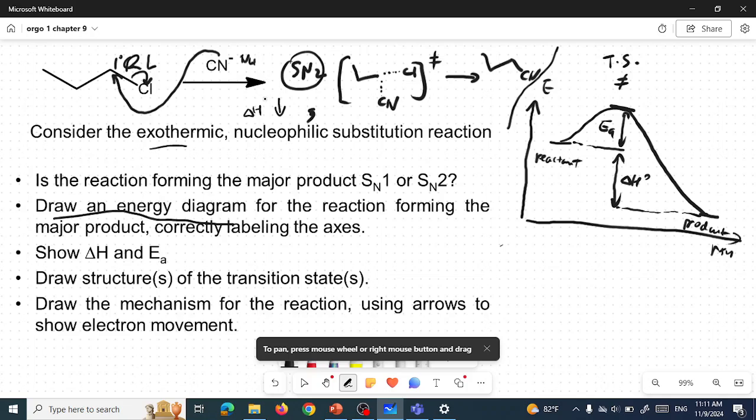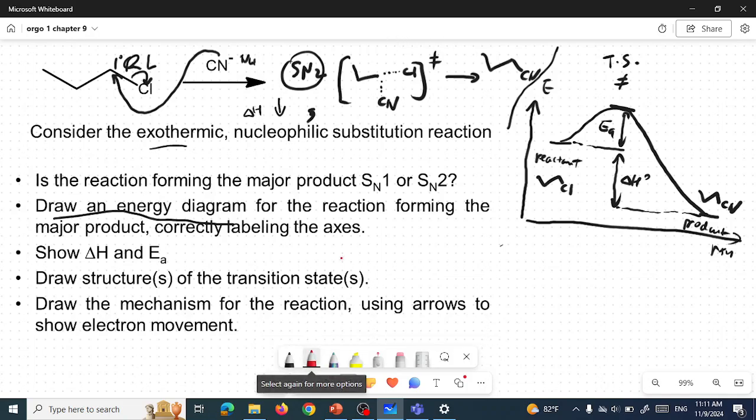Now, the reactant is propyl chloride. The product is propyl cyanide. The transition state can be drawn here. I think we answered all the questions.